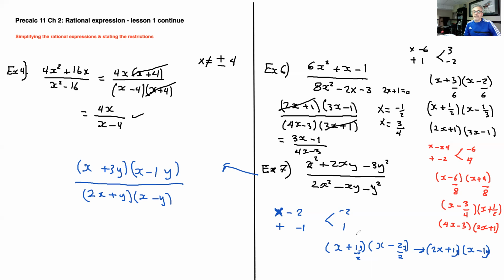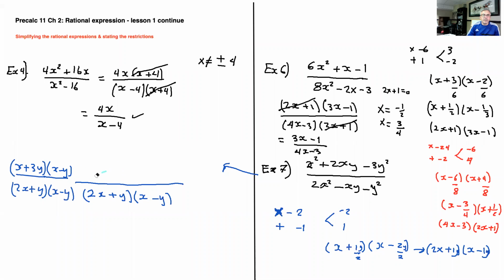I hope you could see this. So the restrictions here are a little bit different. So I'm just gonna write this right here, x plus 3y over x minus 1y, and I have 2x plus y and x minus y. And I'm just gonna erase this here so I have enough space to do my restrictions.